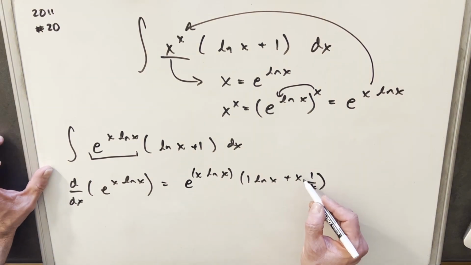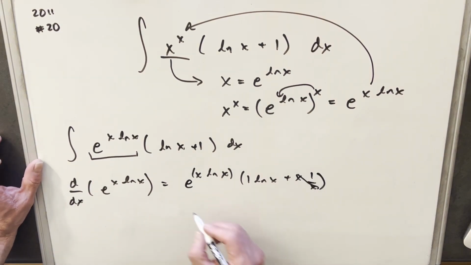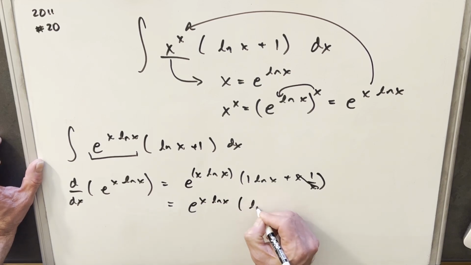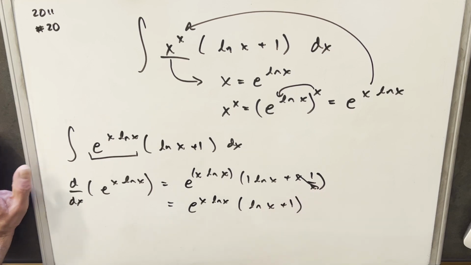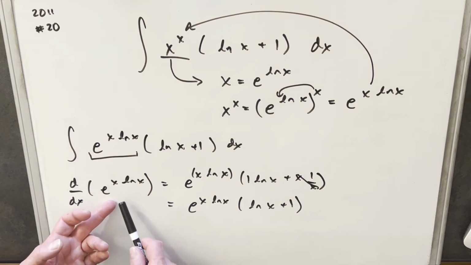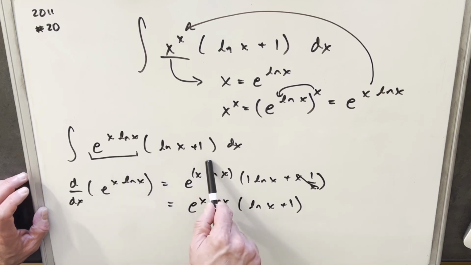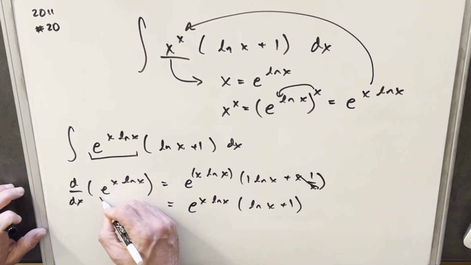And then a quick cleanup: these x's are going to cancel, and when we rewrite this, we're going to have e^(x ln x) (ln x + 1). What you'll notice is we took the derivative of e^(x ln x) and we got back our integrand. This here is exactly this. So that means that basically our solution is this.